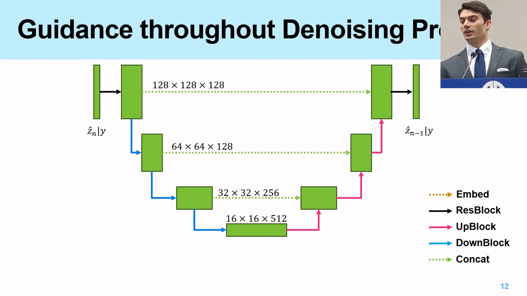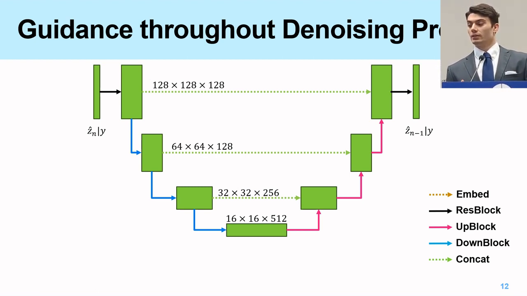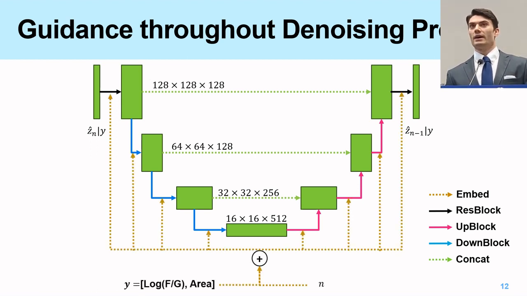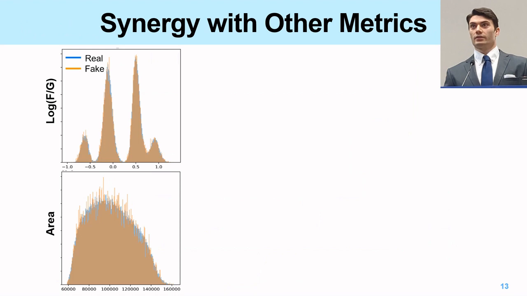The architecture, don't get bogged down in it, for our denoising diffusion model. The important thing is this conditioning that we use to embed this clinical information that we use during sampling. If we use this conditioning during sampling, then we can get really good alignment in these two medical image statistics that we're using, as you can see here.